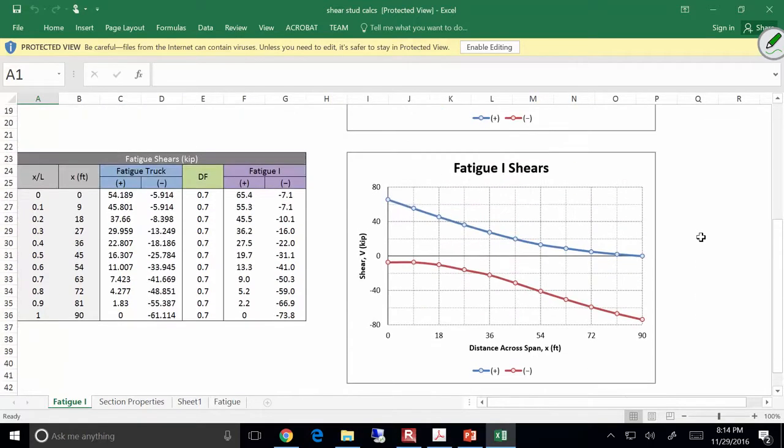Here are the fatigue 1 shears. And you all know how to do that by now because you get your distribution factor and go through all that. Pretty straightforward. So here's your fatigue 1 shears. This first point is somewhere between like 65.4, let's say, and negative 7.1. So that range is, what is that, 72.5? Did I do that right? Y'all see where I'm getting at? Okay. All right. Let me show you how this works.